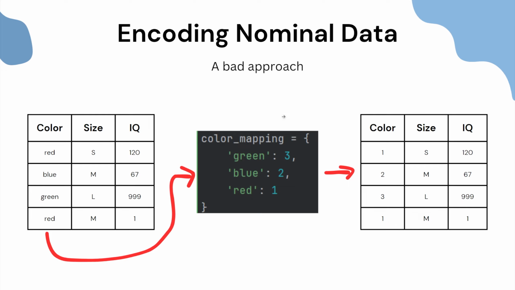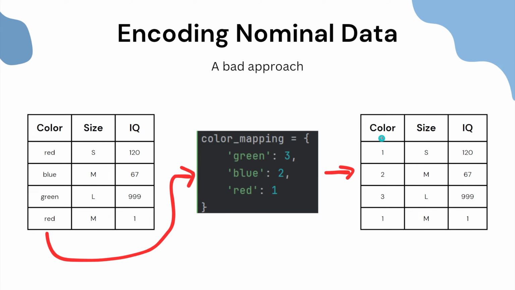Now let's talk about encoding nominal data, which is non-ordered data. Now you may think you could do the same exact thing. So for this color column here, this is our nominal data. We have red, blue, and green. Those are our three options. So we could maybe come up with a dictionary or a map that does the same thing. So red is 1, blue is 2, and green is 3.